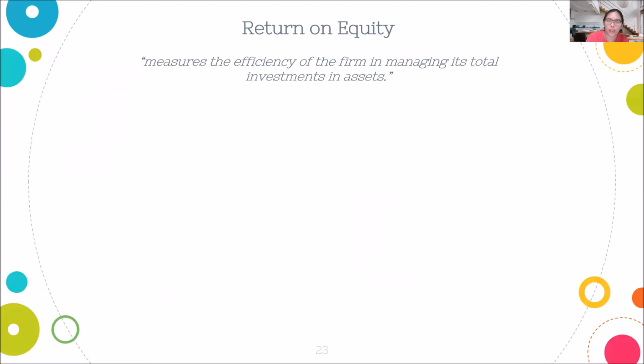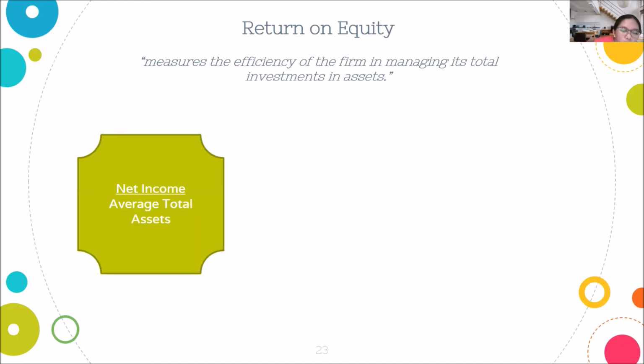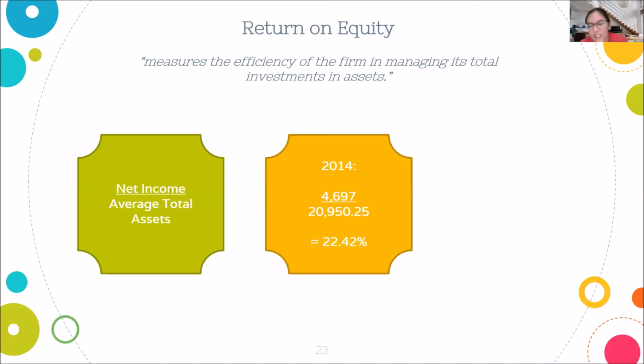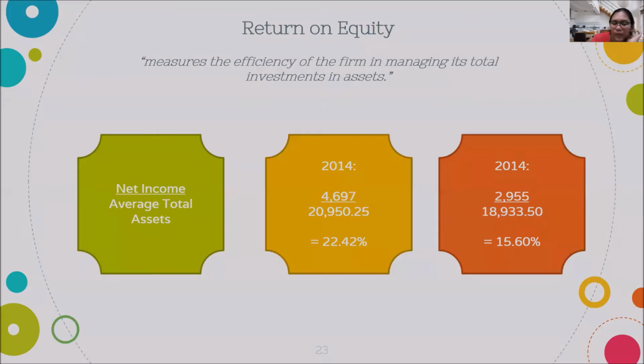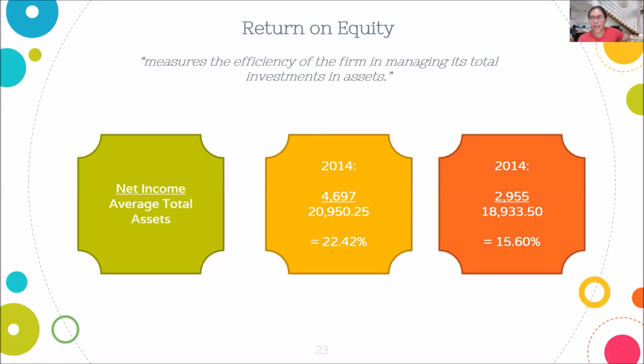Next is the return on equity. It measures the efficiency of the firm in managing its total investments. So net income over the average total assets. Sorry, it's not total assets. It's the average stockholders' equity po yan. Okay? So it's 22.42% and 15.6%. Okay? So ibig sabihin, how did you generate it, by its total investments or by your total stockholders' equity.